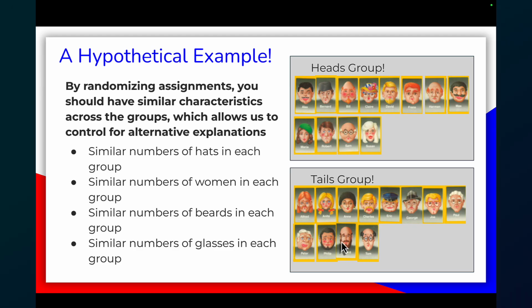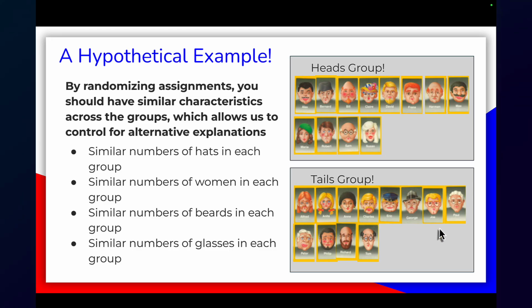And then finally, we have a similar number of glasses in both groups. The heads group has 2 glasses, right? Claire and Sam. And the tails group has 3 glasses, Joe, Paul, and Tom. Okay. But by randomizing it, heads and tails for each person, I had no control, right? I wasn't like, Claire's getting heads because I think she needs heads, right? It was a random coin flip, right? That assigned her there. Okay, and so this balances out and controls for all of the other possible alternative explanations that might affect our dependent variable.